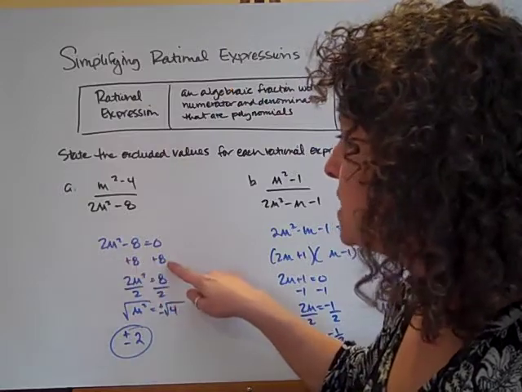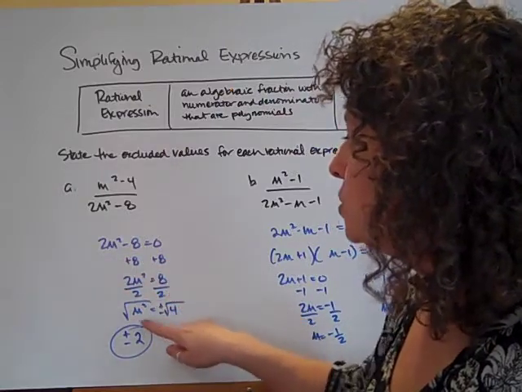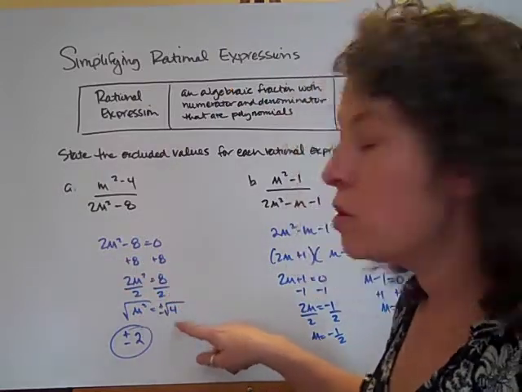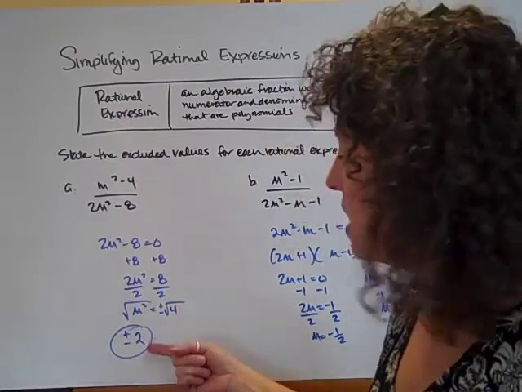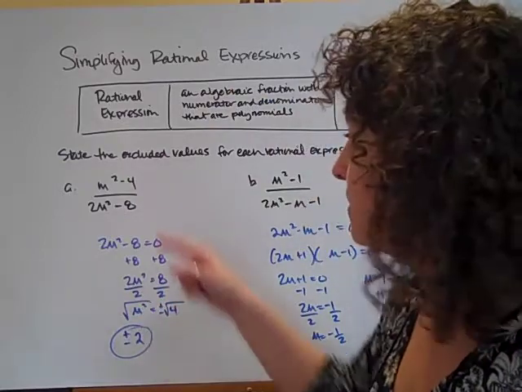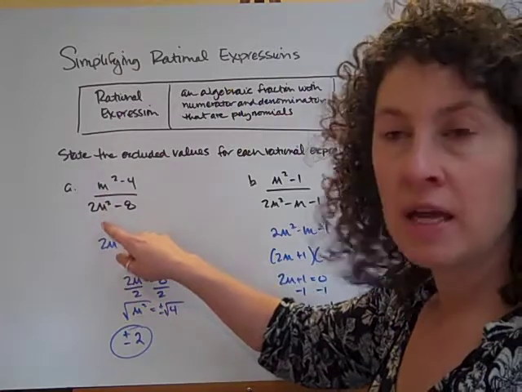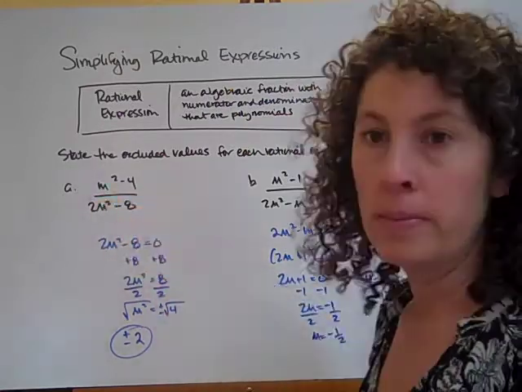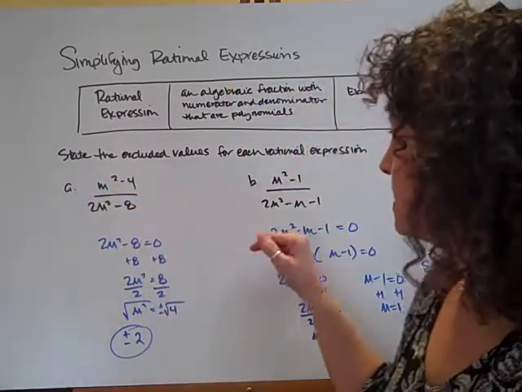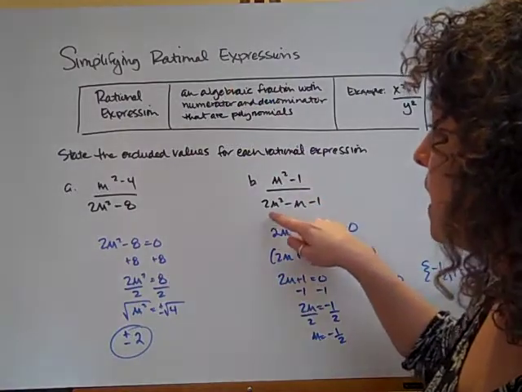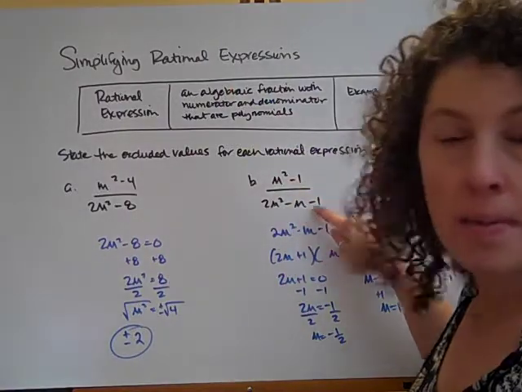I decided to add 8 to both sides, then I divided by 2. I came up with m squared equals 4, so I found the square root of both sides, and I came up with positive 2 and negative 2. So if I put either positive 2 or negative 2 in here, I'm going to end up with 0 in my denominator. All right, second one, m squared minus 1 over 2m squared minus m minus 1.